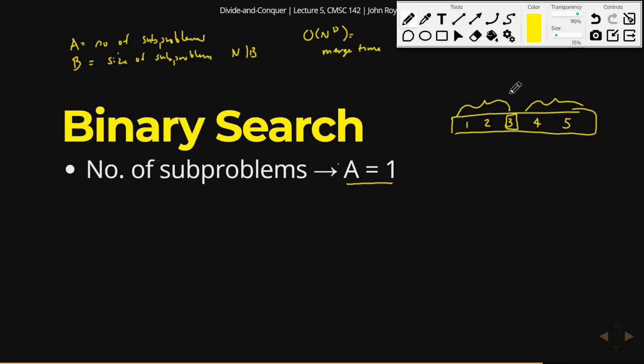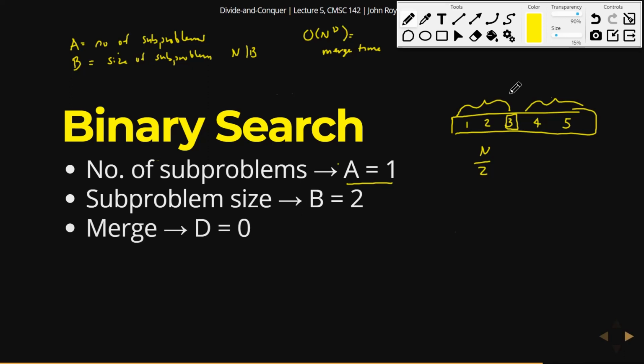So the number of subproblems that we have to solve is only 1 because we're either looking at the left half or the right half, but not both, right? So we're only narrowing down our search to one of the subproblems. So we're only solving one subproblem and not 2. But the size of the subproblem remains 2 because it's still half, right? N over 2. And for the merge step, since there's no merge step, that's constant, O of 1. So this would be O of n raised to 0, because n raised to 0 would be 1. So our D, therefore, is equal to 0. Okay?